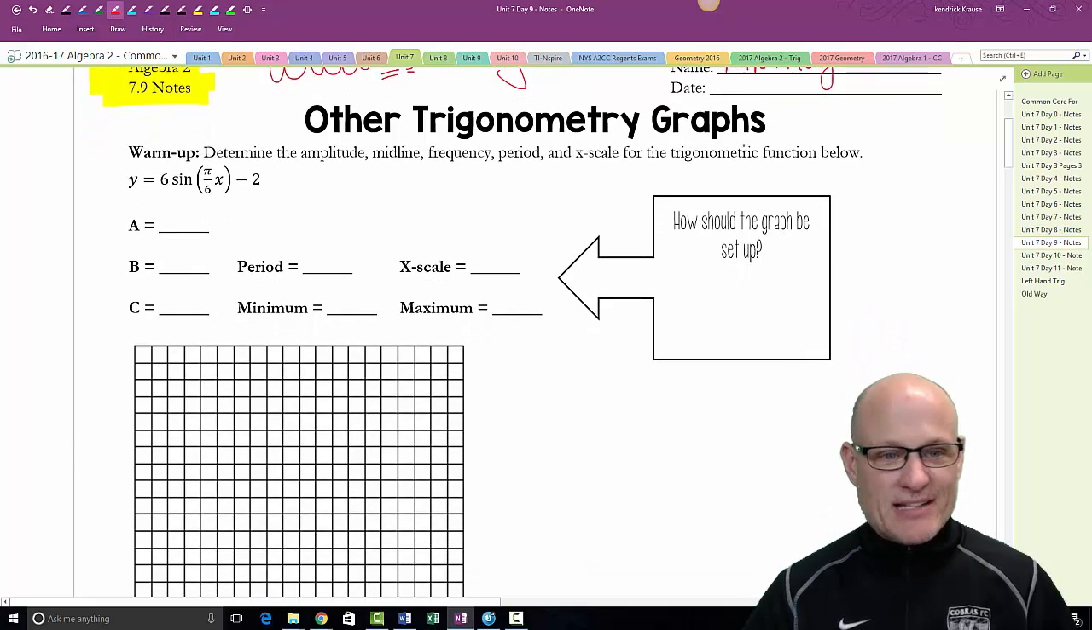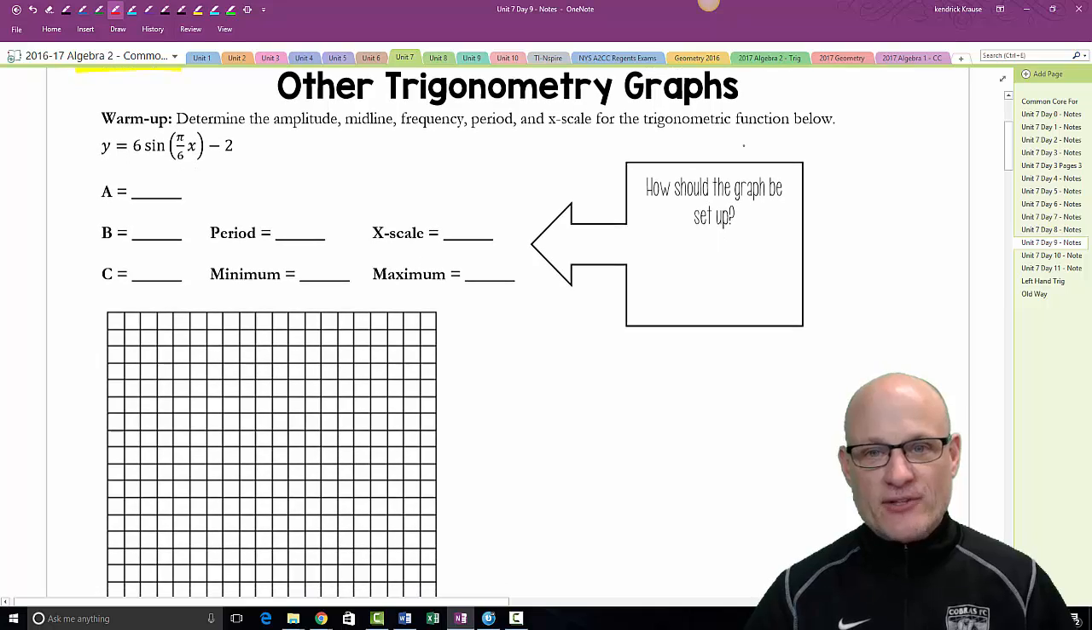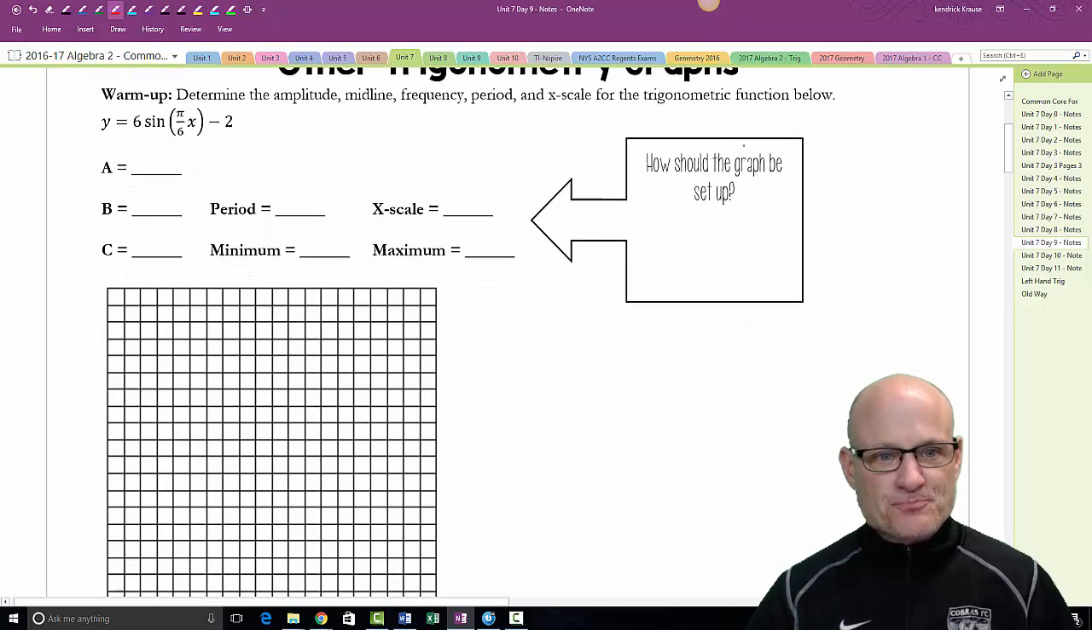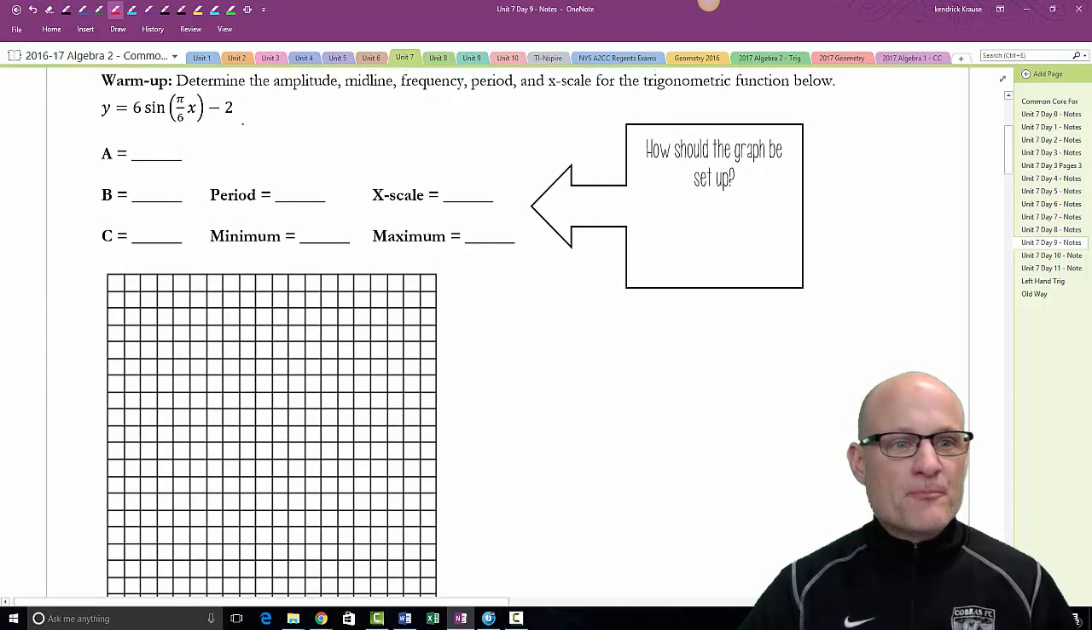Now, this warm-up was designed just to mess with you. We're going to graph all the other trig functions and see how those look. So let's talk about this one. I know it looks weird. Our amplitude is 6. That's weird. Our b value is pi over 6.